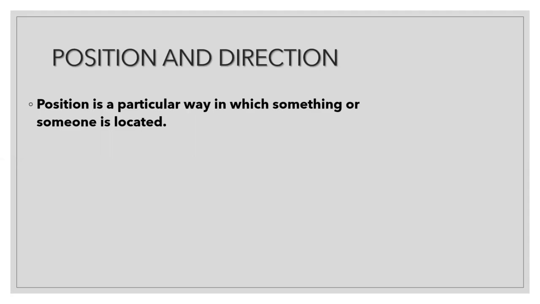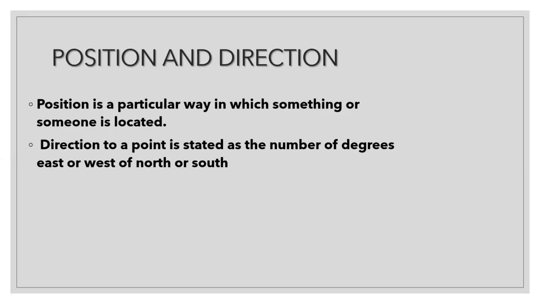Now let's see what direction is. Direction to a point is stated as the number of degrees east or west of north or south. So how we point out direction, like it is 30 degrees towards north or it is 45 degrees towards east, like this. So how we are pointing direction is using the combination of degrees and direction, like east or west or north or south. So these are the things you are using in your day-to-day life.